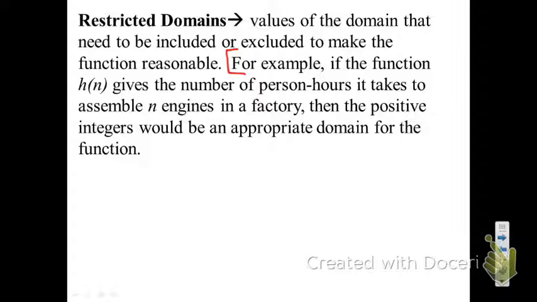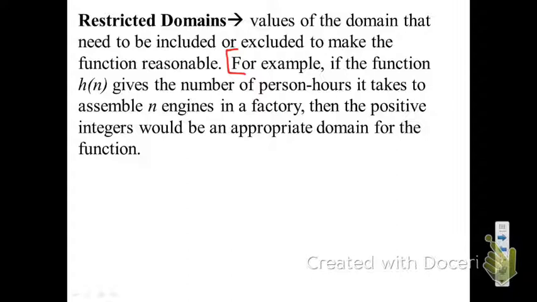What's an integer, Jason? What's an integer? It's a whole number. 1, 2, 3, 4, 5, 6, 7, 8, 9, 10, and -1, -2. But this says positive integer. So he said a whole number. Would that work? Yes, it would. Thank you for saving me. You're welcome. So then it says, then the positive integers would be an appropriate domain for the function.